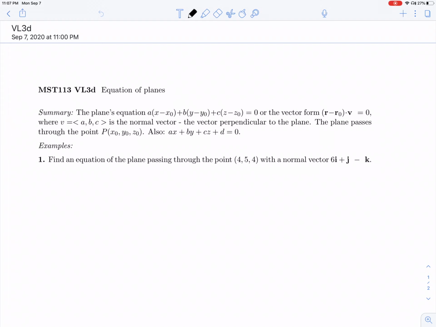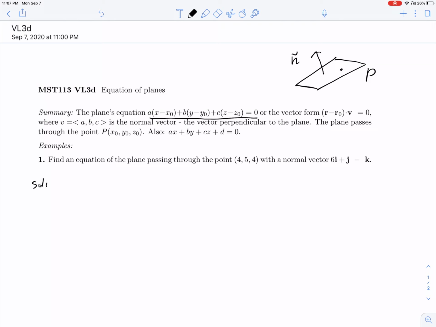Let's look at how to find an equation of a plane. For a plane, we just need to know its normal vector, the vector perpendicular to the plane, and also a point. So if we are given the right information, we can find the plane's equation really fast. And the form of the equation is this one.